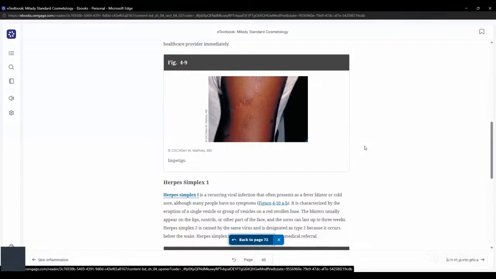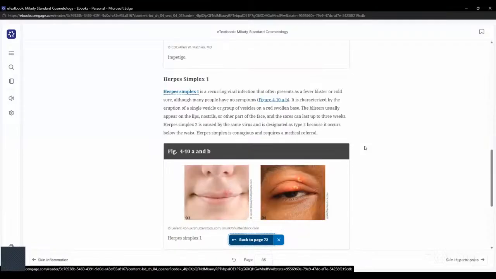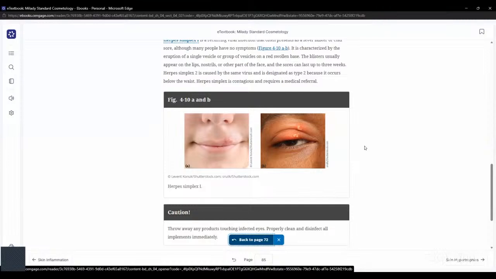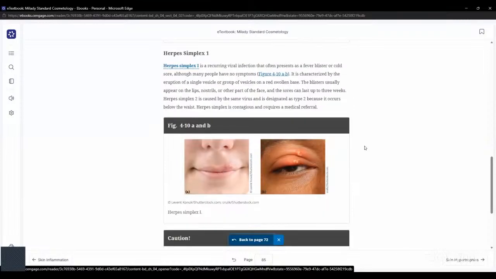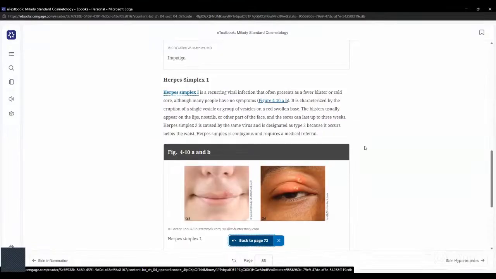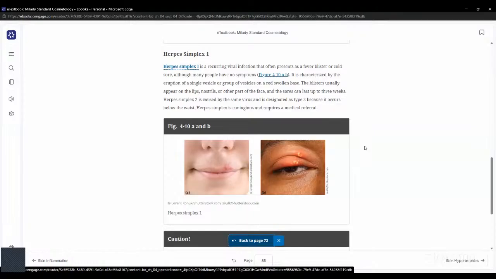Herpes simplex 1. Okay. We're all familiar with herpes simplex 1, fever blister, or cold sore. Many people have no symptoms that they have it within their body, but fever blisters and cold sores tend to be those symptoms on the outward end that you know that you have herpes simplex 1. You're looking at lips, nostrils, other parts of the body, sores that can last up to 3 weeks. Herpes simplex 2, caused by the same virus, and occurs below the waist.